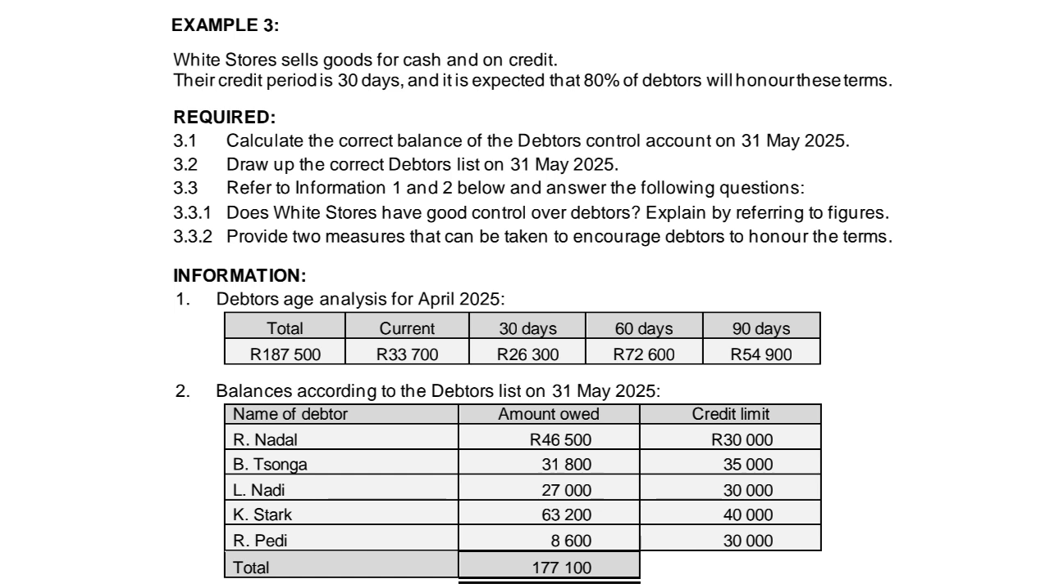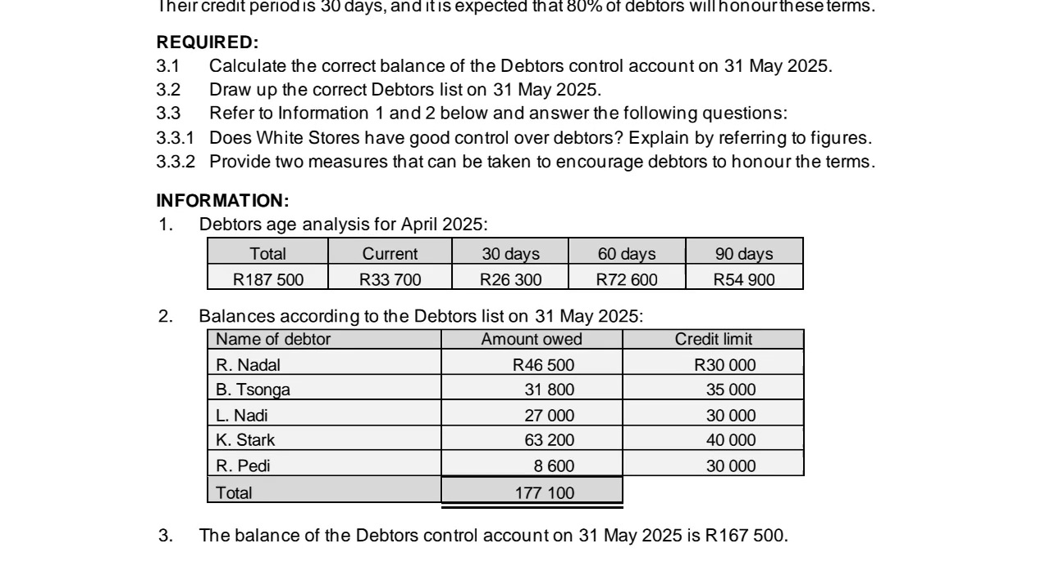Information, number 1, a debtor's age analysis for April 2025 is given for 30 days, 60 days and 90 days. Number 2, the balance is according to the debtors list on 31 May 2025 with all the names of the debtors, the amounts they owe and their credit limits. And 3, the balance of the debtors control account on 31 May 2025 is 167,500 Rand.